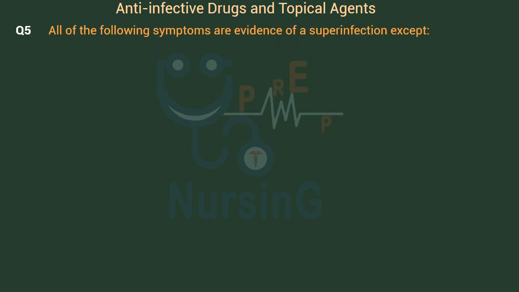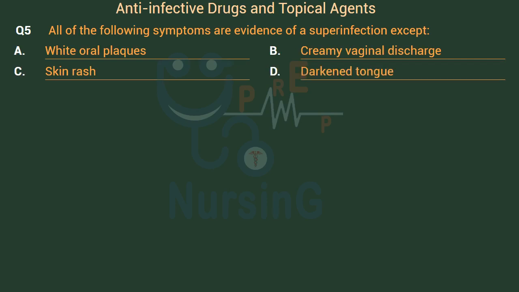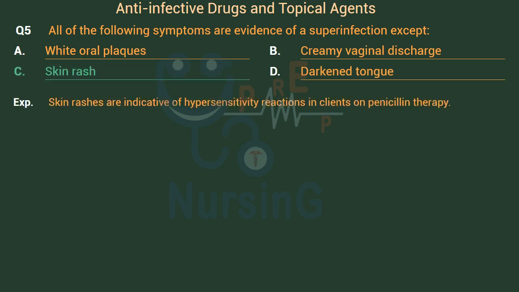All of the following symptoms are evidence of a superinfection except: Option A. White oral plaques. Option B. Creamy vaginal discharge. Option C. Skin rash. Option D. Darkened tongue. Right answer is Option C. Skin rash. Skin rashes are indicative of hypersensitivity reactions in clients on penicillin therapy.